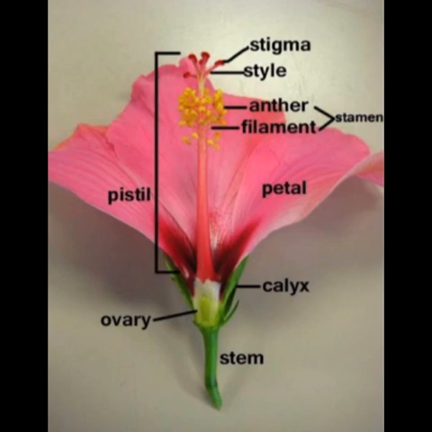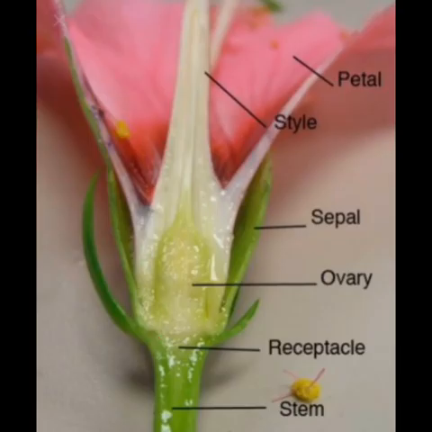Pistil is the female reproductive part of a flower. It has three parts: stigma, style and ovary. Inside the ovary, ovules are situated.